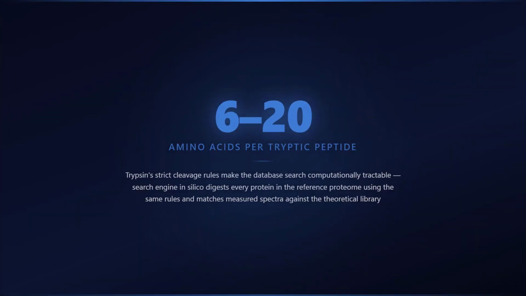Trypsin's strict specificity is what makes the database search computationally tractable. The search engine in silico digests every protein in the reference proteome using the same cleavage rules, builds a theoretical peptide library, and matches your measured spectra against it. If you use a nonspecific protease or allow excessive digestion time, the theoretical search space expands by orders of magnitude. Identification rates collapse because the statistical threshold for a significant match becomes unreachable.